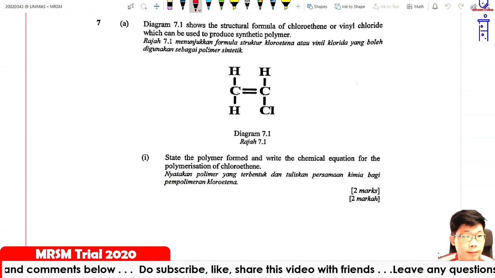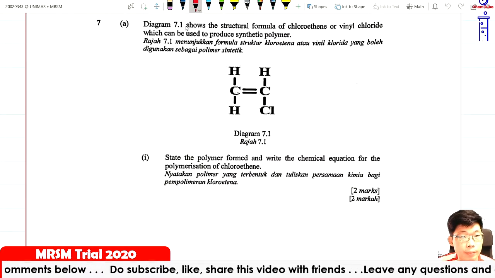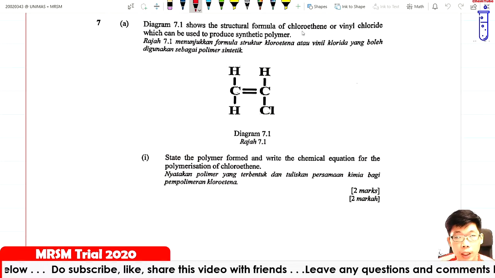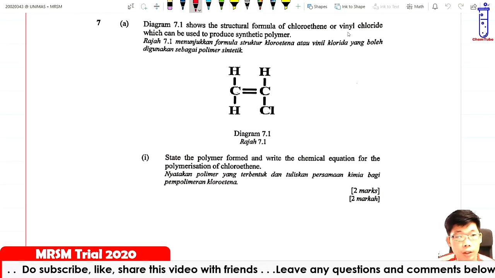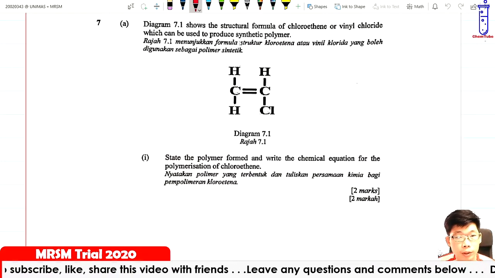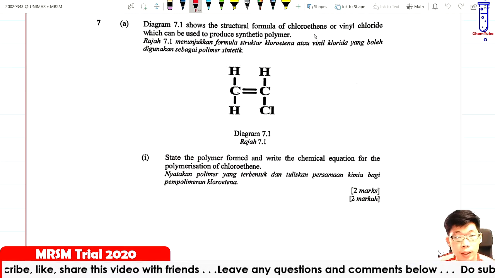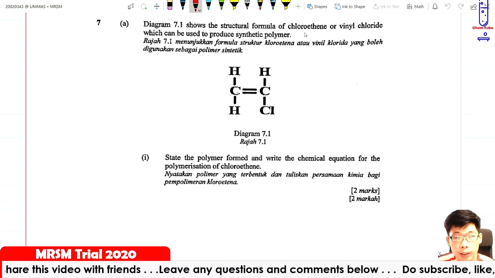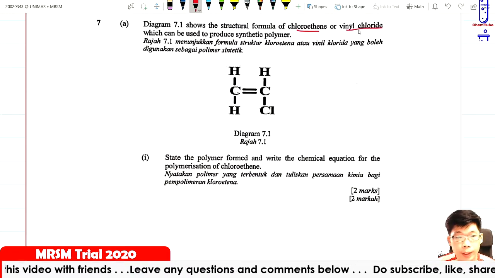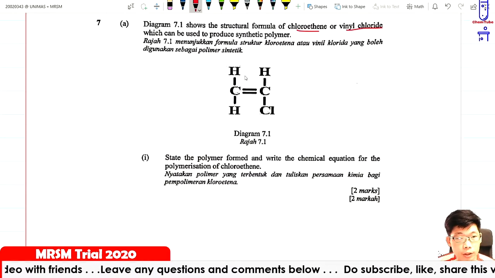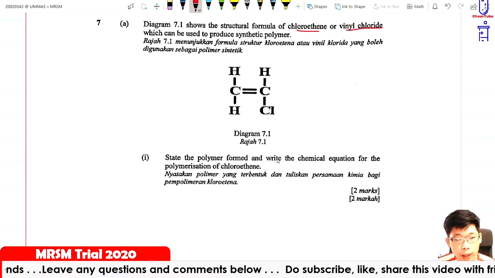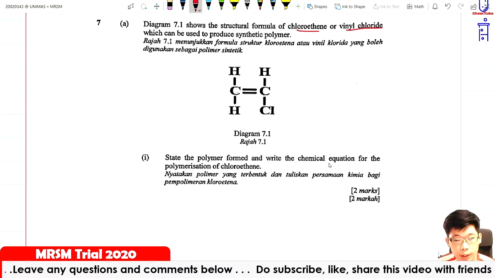Question number 7. Diagram 7.1 shows the structural formula of chloroethene or vinyl chloride, which can be used to produce synthetic polymers. There is PVC, polyvinyl chloride or polychloroethene. Okay, so this is the structure, the monomer of it. So state the polymer formed and write the chemical equation.